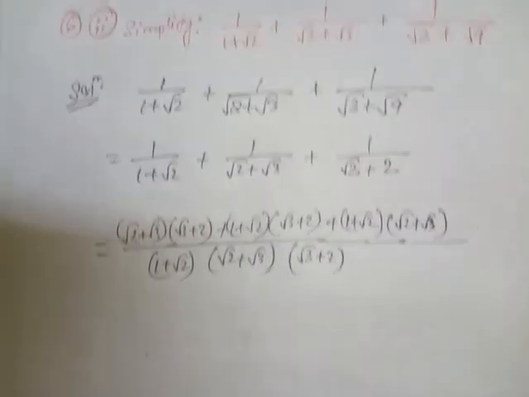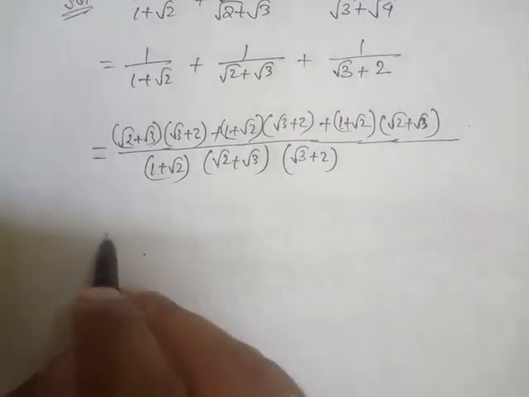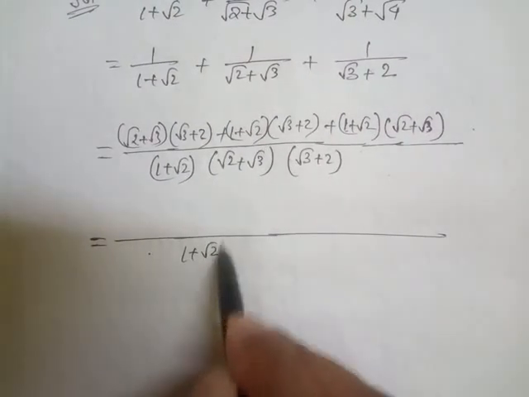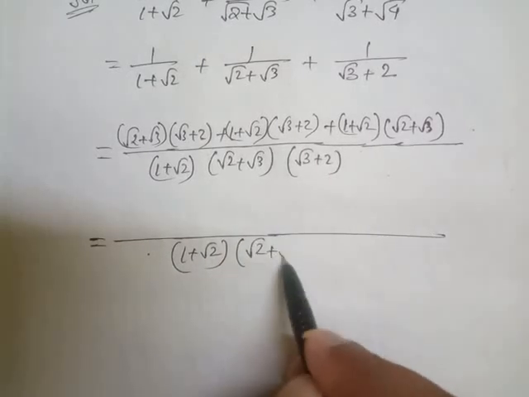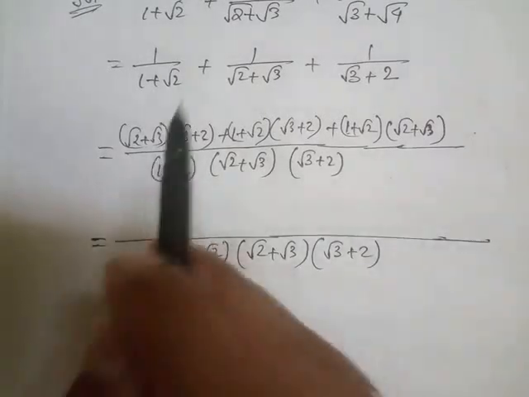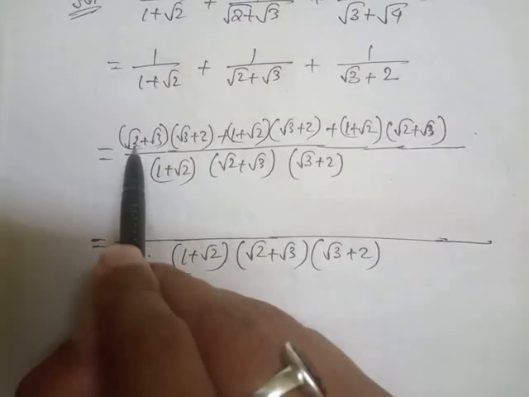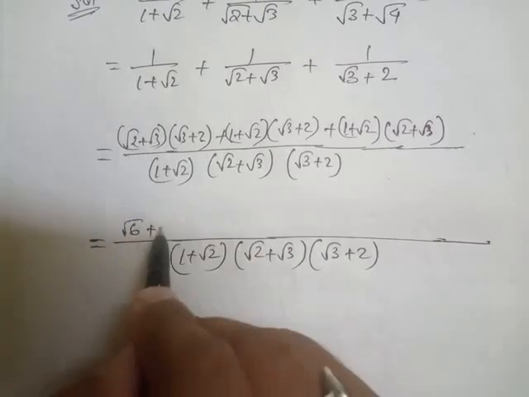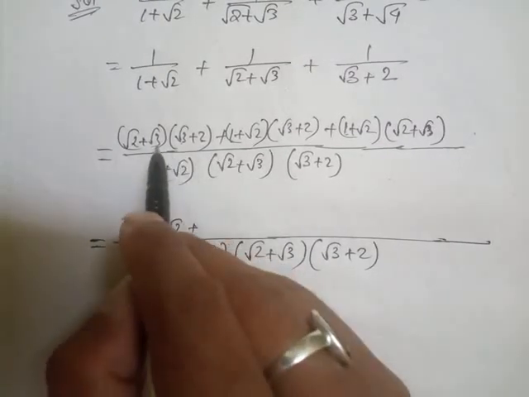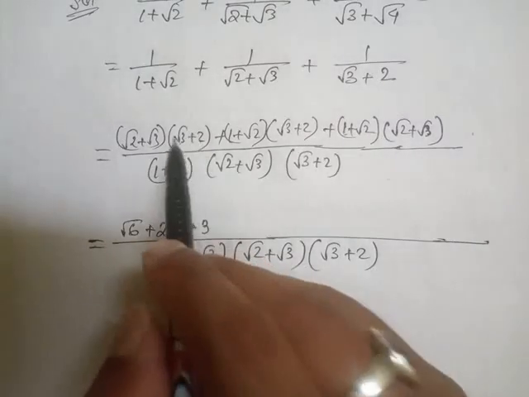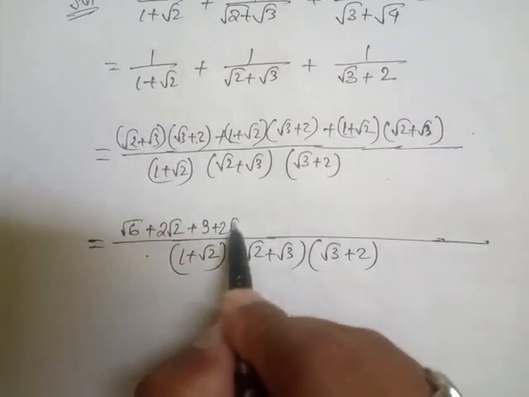Now look in the next step. So here 1 plus √2, then √2 plus √3, then √3 plus 2. Now go for the multiplication. √2 into √3 means √6, and √2 into 2 means 2√2. √3 into √3 means √3 squared, which is 3 only, and 2 into √3 means 2√3.